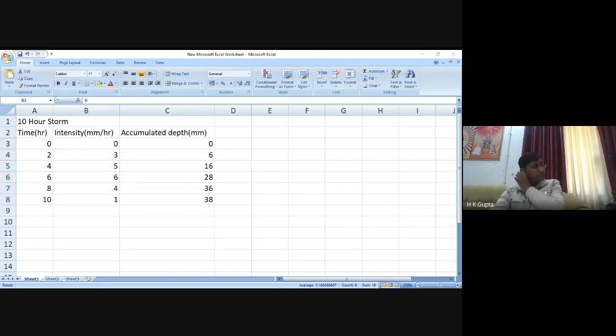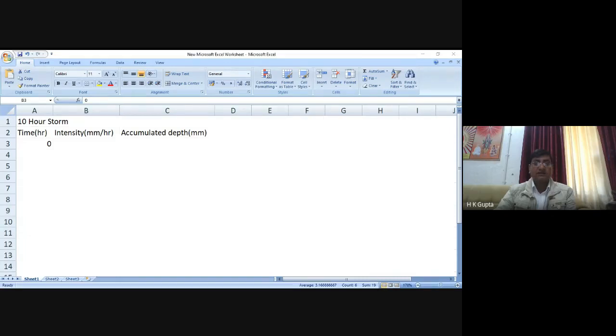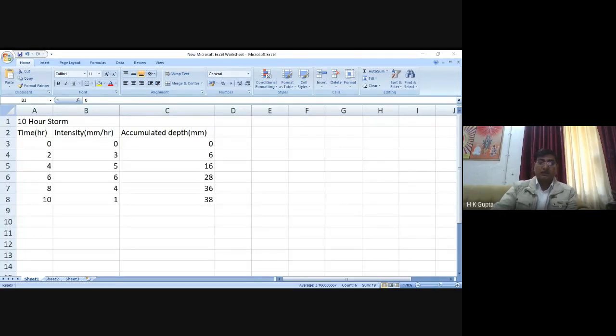Okay, so in these two ways you are presenting the data, in the form of hyetographs, or I think hyetograph, this is the correct spelling, I think. You may check this thing. Or this is the mass curve, accumulated depth versus time plot. So mass curve will be something like this. Okay. Next thing, how to analyze the data?